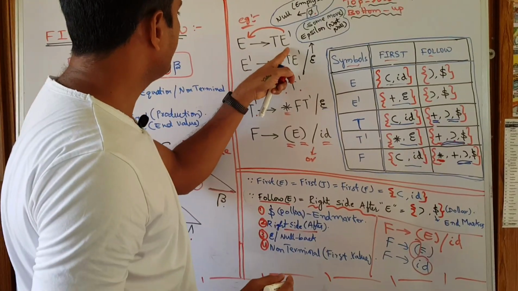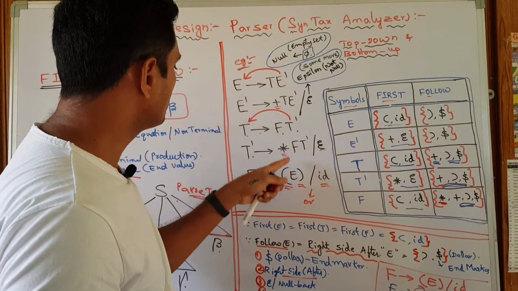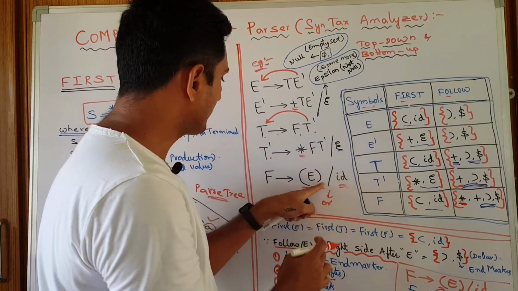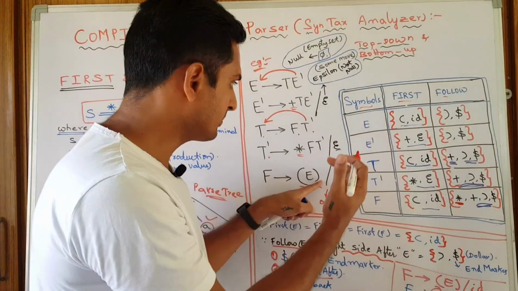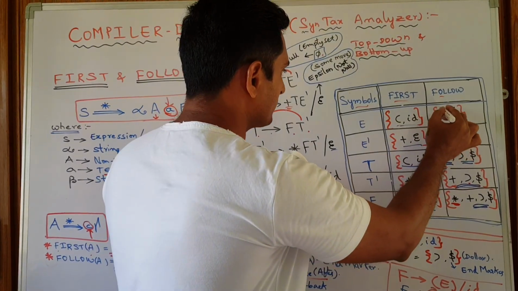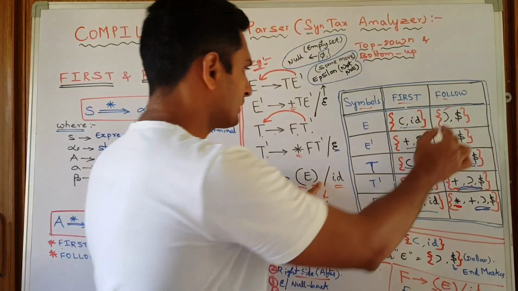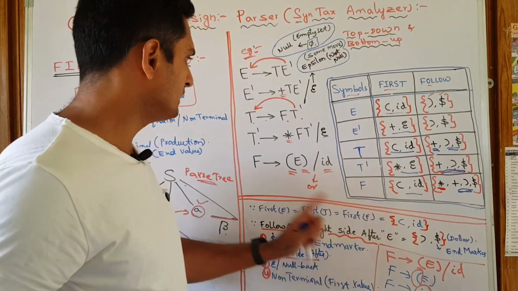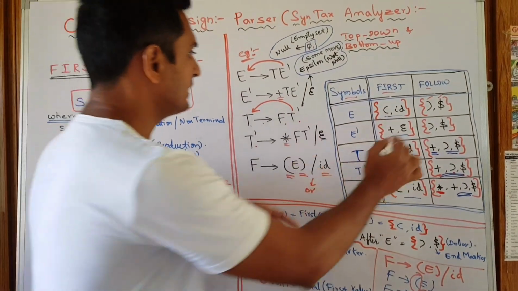Where is E? T E dash. E dash is epsilon. Here E is there. What is follow? Open bracket, sorry, closing bracket. So we can take that one. Okay. Then dollar as our first rule. Why dollar? Dollar is the end marker, end value. Right. Very good. This is finished.